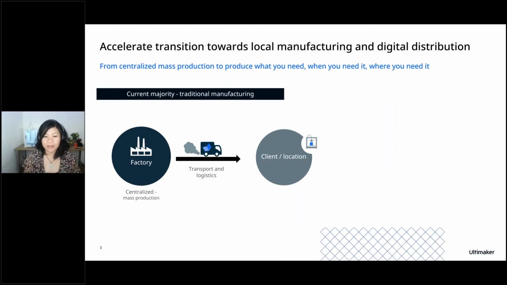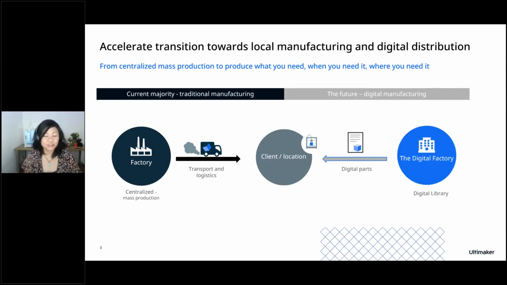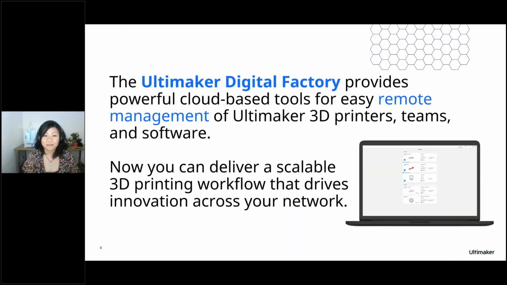But we want to make it digital. Instead of having your part shipped to you physically, you're going to get a digital part, and then you're going to print it at the place where you need it, at a time when you actually need it, and in a way that you need it. And that's where we want to go. And that's why we have the Ultimaker Digital Factory.